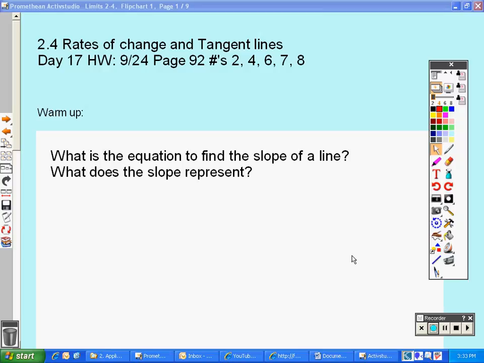Your homework tonight is going to be what was supposed to be last night's homework. That's on page 92, 2, 4, 6, 7, and 8.